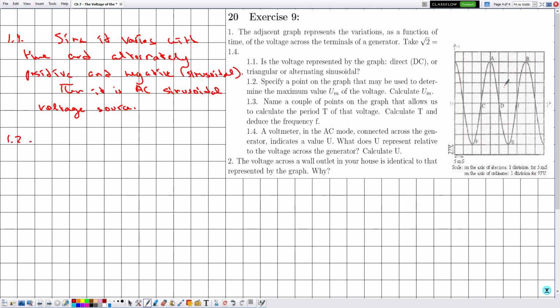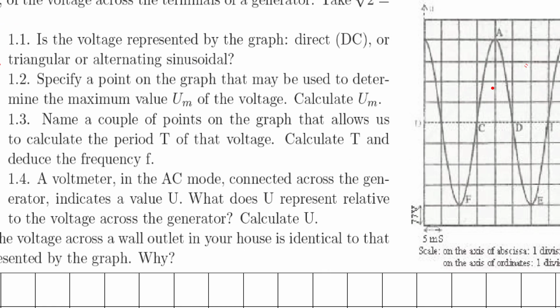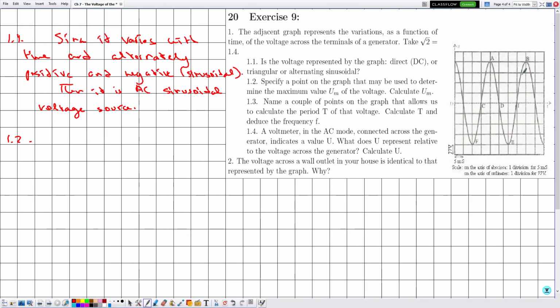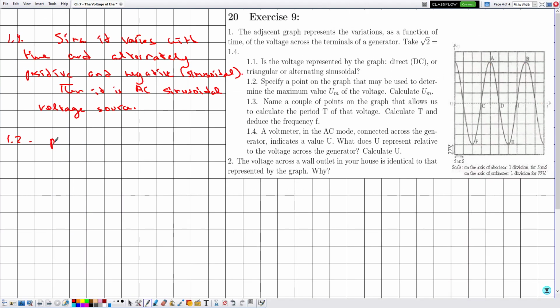Now in 1.2 they are telling us to specify a point on the graph that may be used to determine the maximum value UM of the voltage. So this is the voltage. Usually the voltage is determined by considering the center of the oscilloscope and counting the number of divisions between the center and the maximum point reached by the curve, and in this case we can consider the point A. So the point is A.